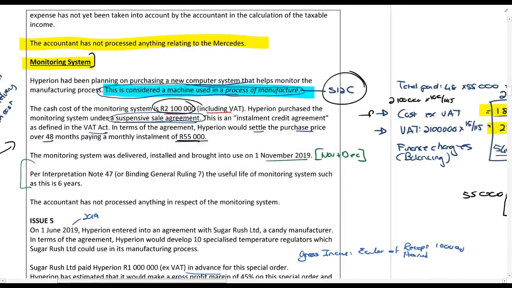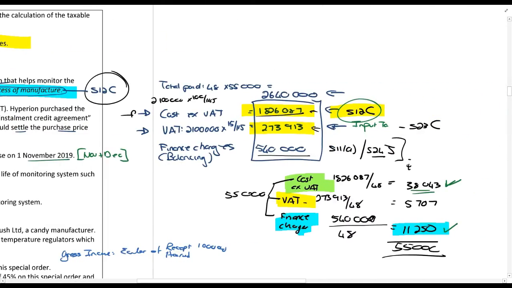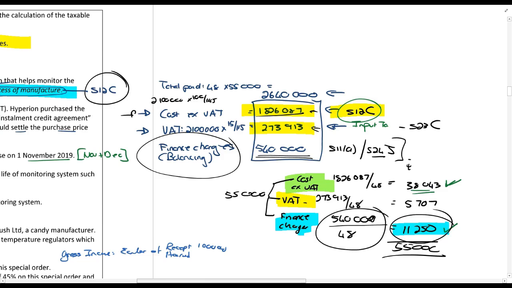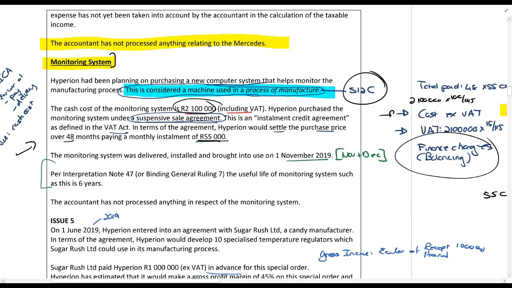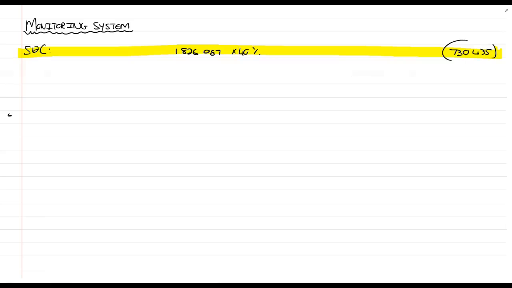What else can we now claim on this asset? We can claim the finance charges. Now remember, the finance charges is 540,000. It's over 48 months. So per month, it's 11,250. This is for November and December.